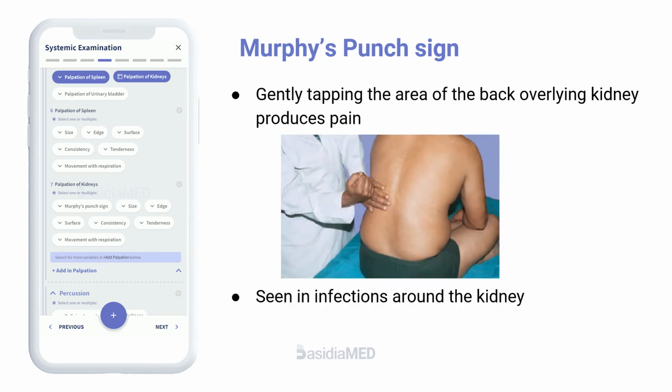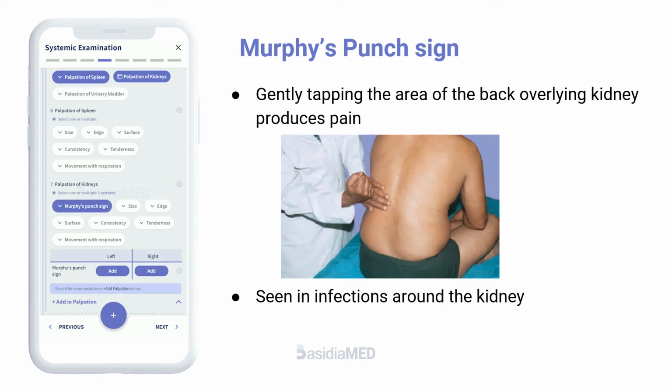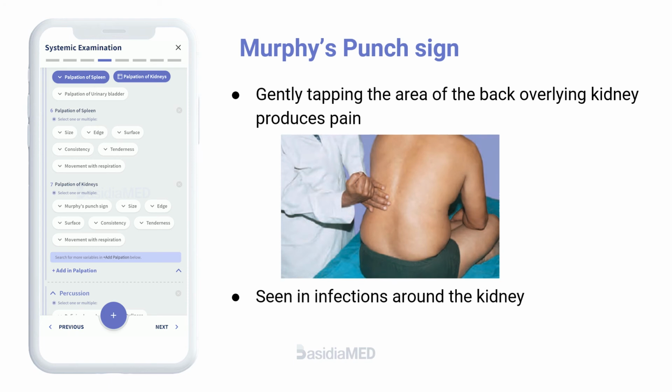Percussing the area of the back overlying the kidney elicits pain. This is known as Murphy's punch sign. It is positive in renal infection.